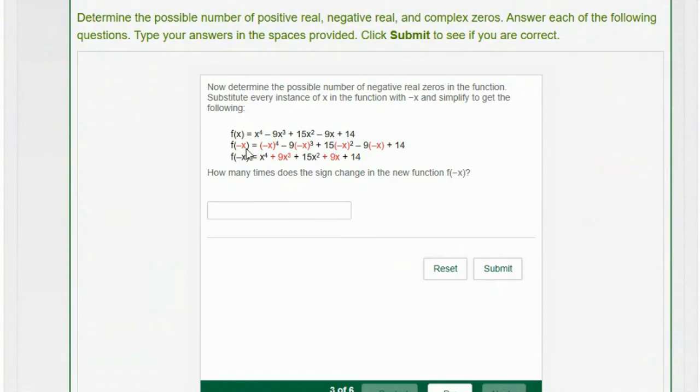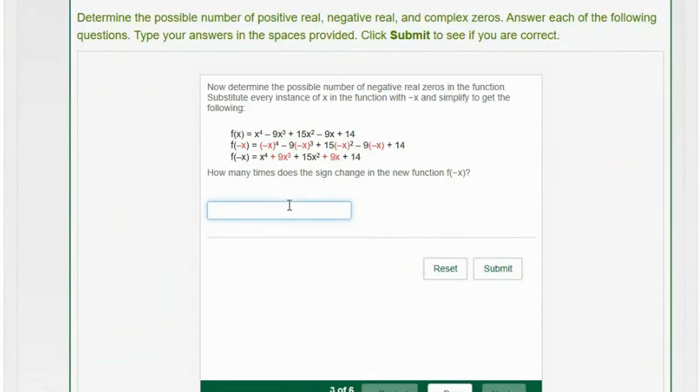So they substitute negative x in for us. Negative x to the 4th. Negative 9 times negative x to the 3rd. And 15x squared, negative x squared. And negative 9 times negative x plus 14. And they simplify it for us. And we got positive, positive, positive, positive, positive.